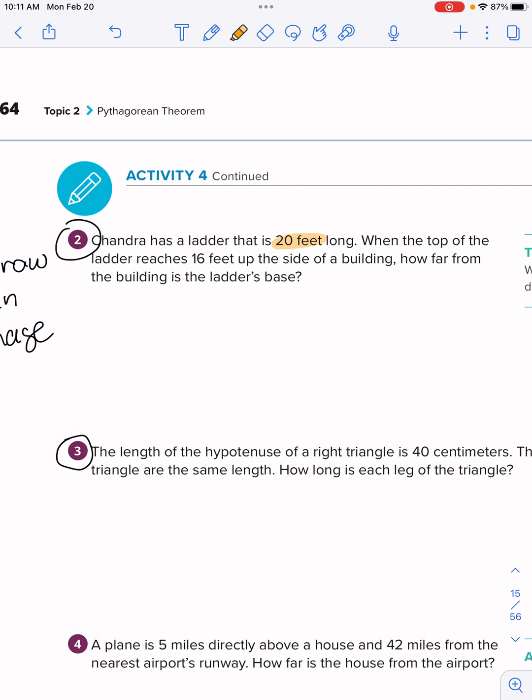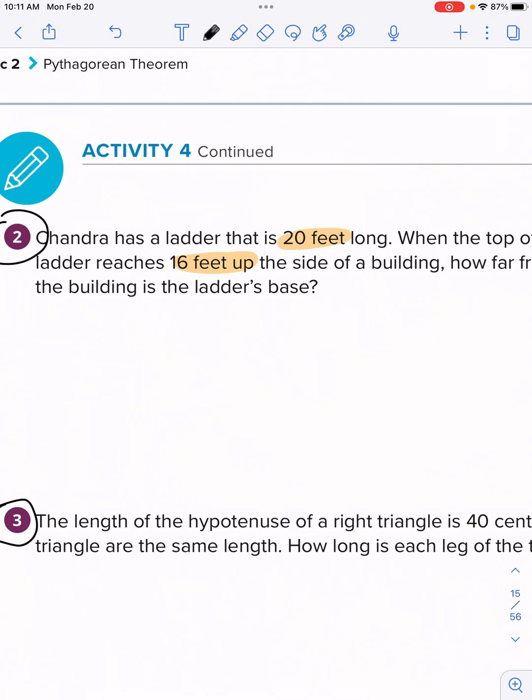When the top of the ladder reaches 16 feet up the side of the building, how far from the building is the ladder's base? Okay. Right, so for me, I like to draw an image. So I'm going to draw a building. Let's say this. We'll draw a ground too. I'm going to say this is the ladder here.